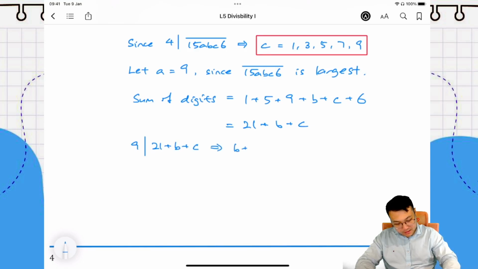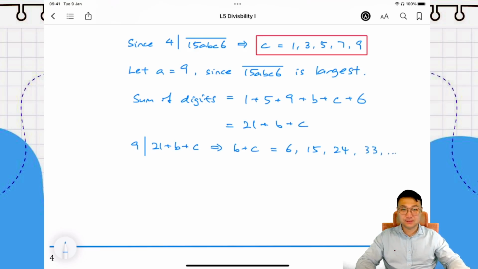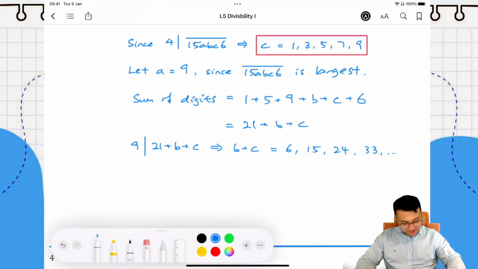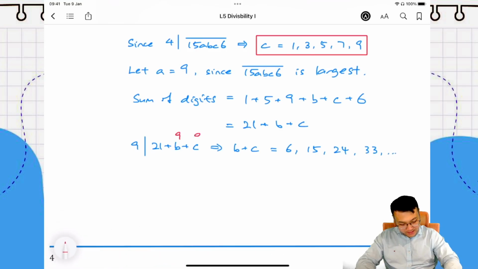Therefore, B plus C can be equal to what? 6. What else? 15. What else? 24. What else? 33. So on and so on. Yes or no? Yes. What is the biggest possible value for B plus C? 18. Yes, very good. Because the maximum, it can be 9 and 9, it can be 18.